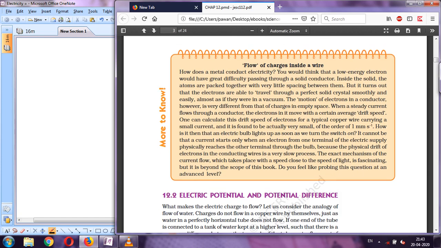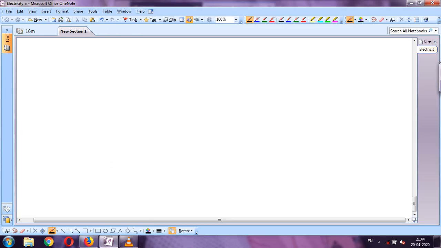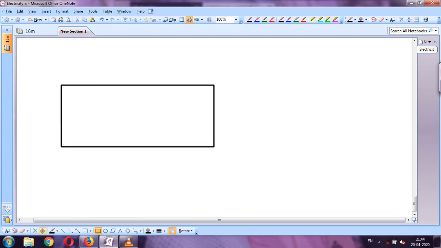Now after this, what do you have? You have flow of charge inside a wire. What is flow? Flow of charge. We studied that in an electric circuit, electric current will be flowing, right? So first of all, let us make an electric circuit. Then I will be able to explain it in a better way. Okay. So this is my electric circuit.